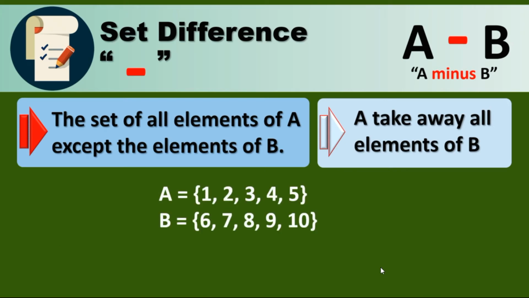Let's have another example. If A is 1, 2, 3, 4, and 5 as its elements, and B contains 6, 7, 8, 9, and 10, what is A minus B?